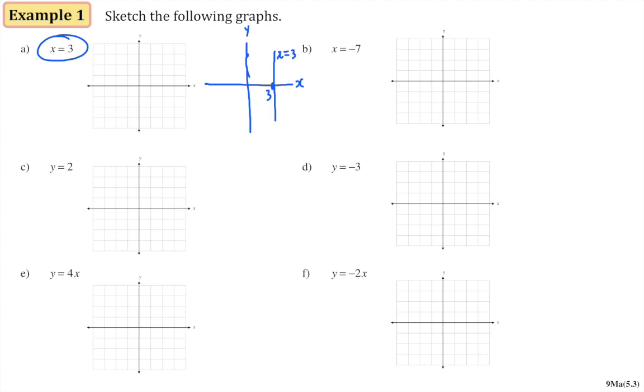Finished. That's it. Done. For the next one, x equals minus 7. X, y, there's the line, goes through at minus 7. So that's the line x equals minus 7. Finished. Done. So that's the process.